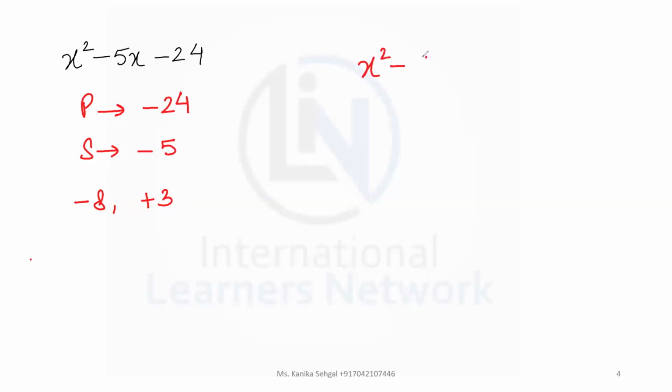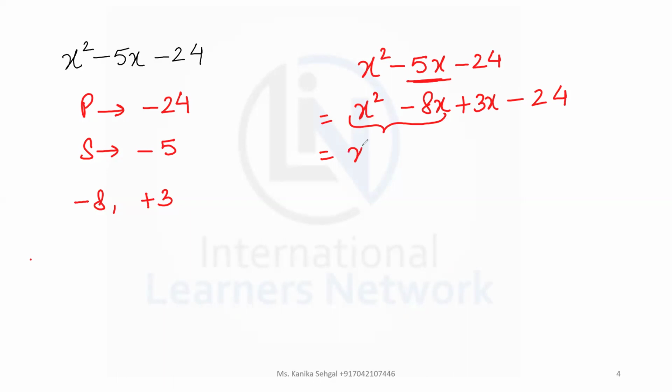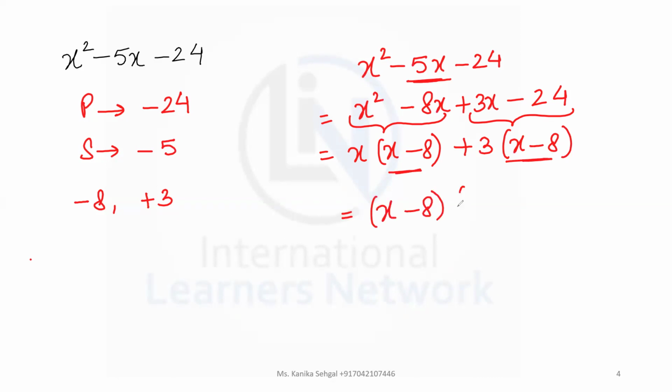So we have x square minus 5x minus 24. We will split this and write it as minus 8x plus 3x. The first and the last term will remain the same. There will not be any change here. From the first two terms, we are going to take x common and we'll be left with x minus 8. From the next two terms, we are going to take 3 common and we'll be left with x minus 8 again. Now this x minus 8 is the same. That can be taken outside and we'll be left with x plus 3. So x square minus 5x minus 24 can be written as x minus 8 times x plus 3.